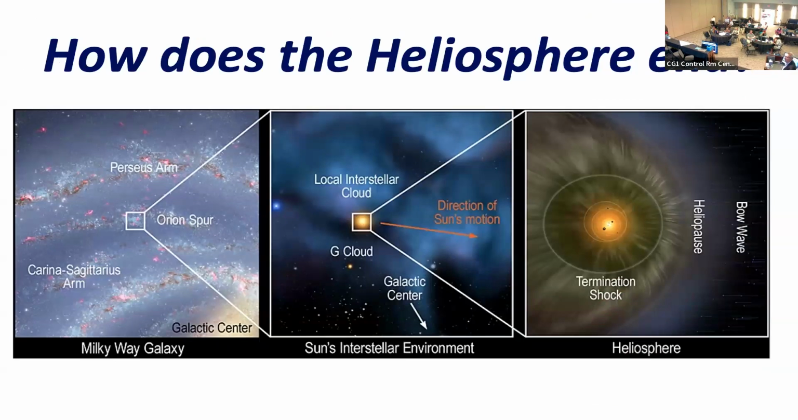Okay. How does the heliosphere end? We mentioned this yesterday. I'm going to spend 5 minutes on this. I'm sorry. So this is where we are. This is from a paper by Dave McComas from a few years ago. If you magnify, this is the Perseus arm, Sagittarius arm, Orion spur, local interstellar cloud, direction of the sun's motion. You have the termination shock here, you have the heliosphere, and we have this bow wave.